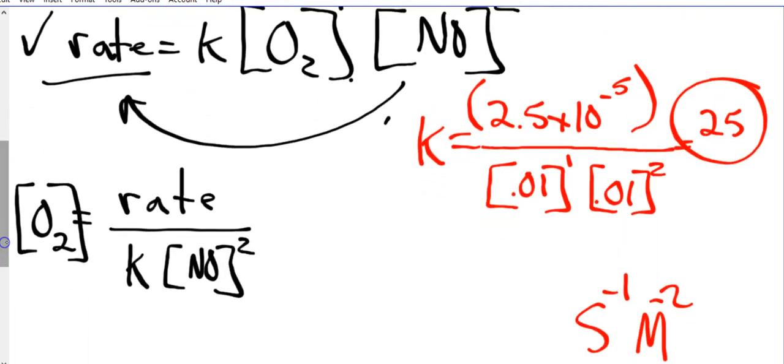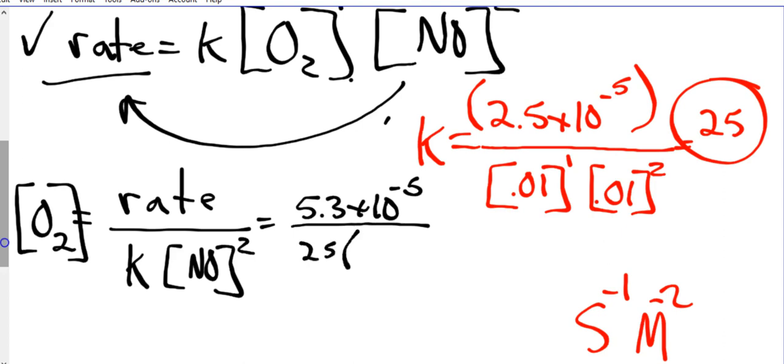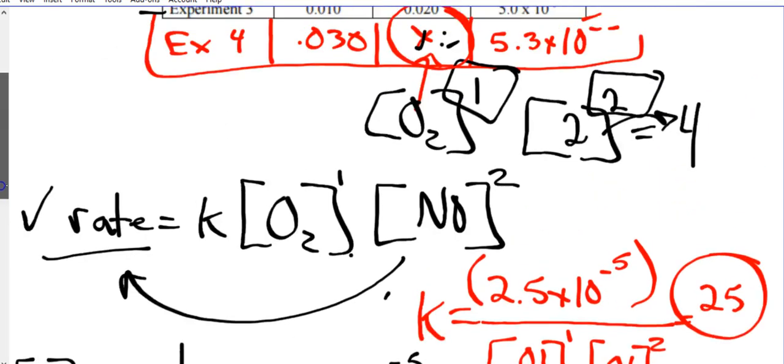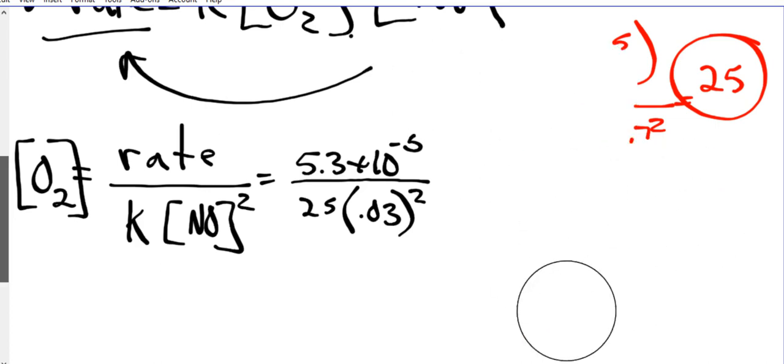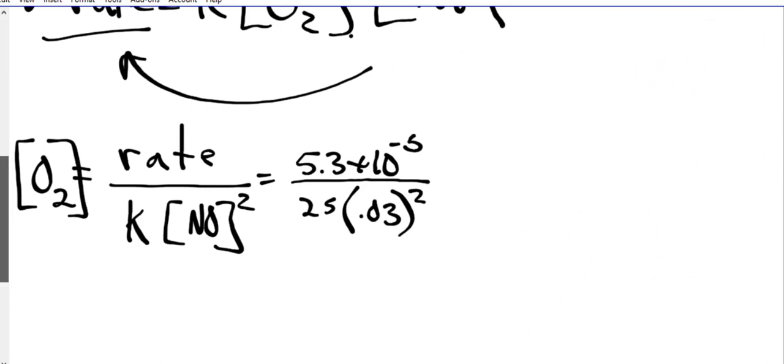What was that? Was it 10 to the negative fifth? Okay. And I divide that by K, which we said was 25, times the NO concentration I gave you, which was 0.03. And that's squared, correct? Because of the rate, it's right there. And then that will be equal to some magical number that's probably not a whole number.